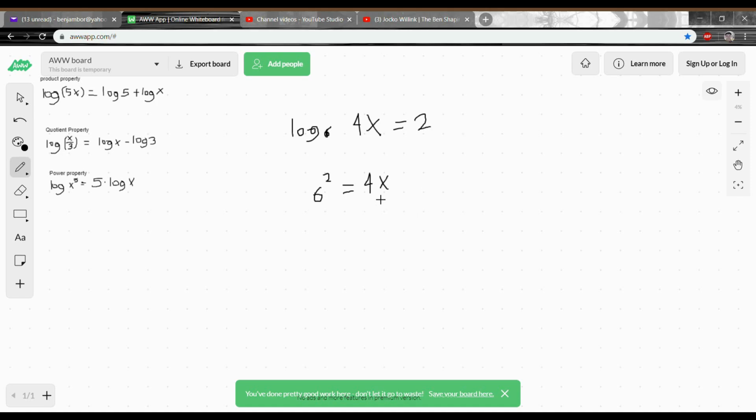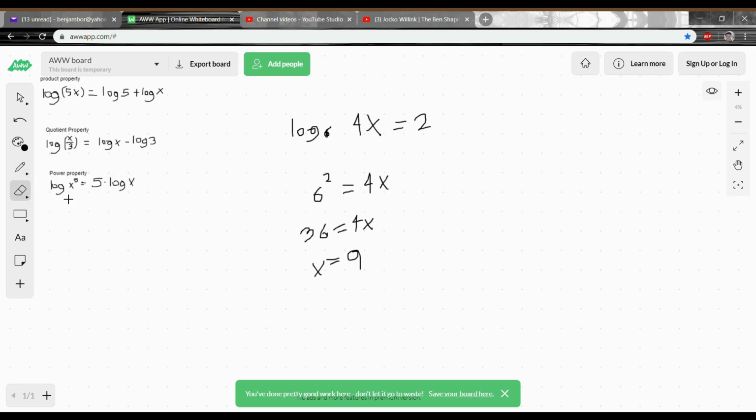And now we can solve this. So evaluating this, we can turn 6 squared into 36. Divide both sides by 4, and that gives us x is equal to 9. And as a general rule, whenever you see a logarithm on one side of the equation and it's equal to a constant, not a variable, it can easily be transferred into an exponential function.